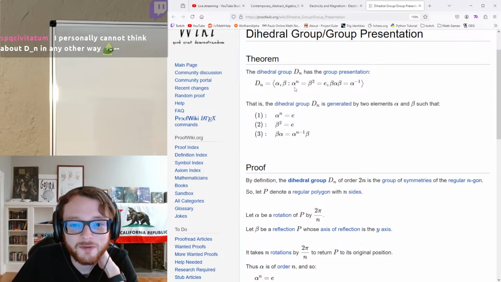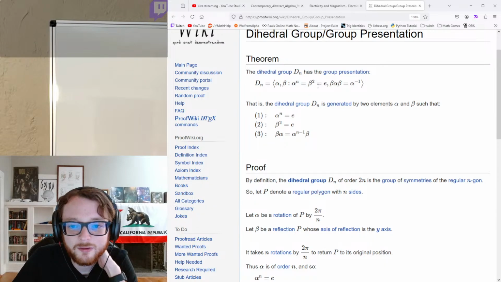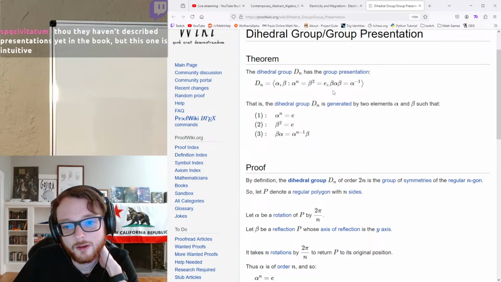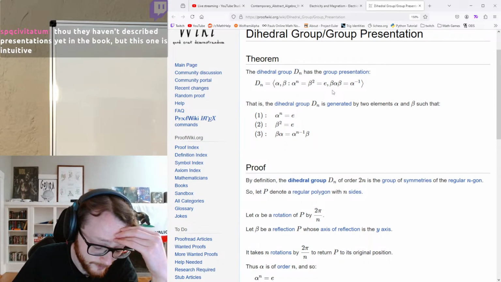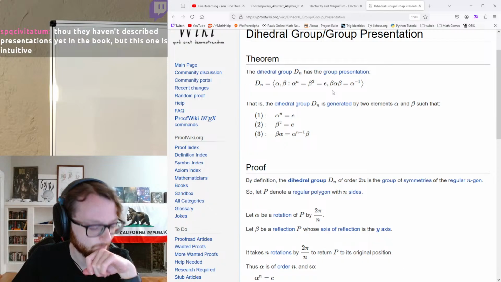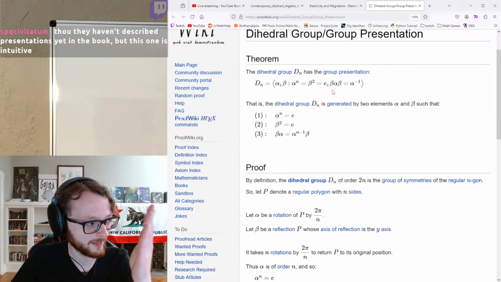Let's see. The dihedral group D sub n has the group presentation D sub n equals angle brackets alpha, beta, alpha to the n equals beta squared equals E. Okay, so your alphas are your rotations. Your betas are your flips. Beta alpha beta equals alpha inverse. If you flip something, rotate it and flip it back, that's the inverse, really?